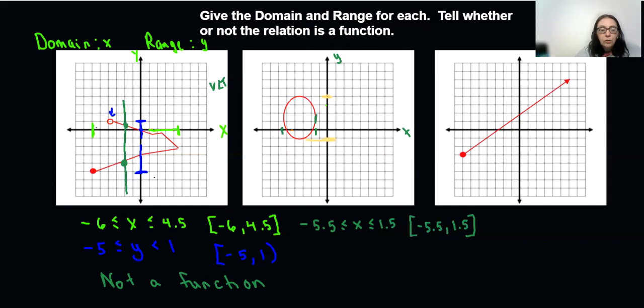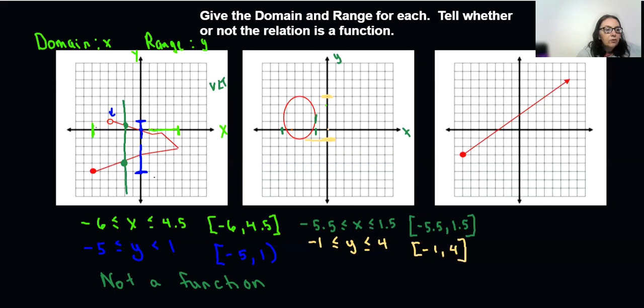So go with the smallest number first, the lower one. So it goes 1 below 0, so that's -1. And it's closed. We're talking about range, so we're talking about y. The whole circle is closed, so it would be less than or equal to symbols. And then how far above 0? 1, 2, 3, 4. And how can I write that? -1 to 4.